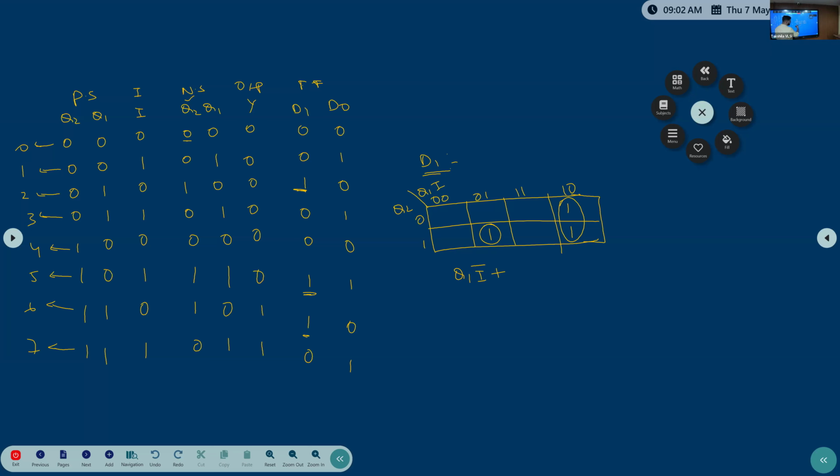What are the commons in this one? Q2, Q2, Q1 bar, Q1 bar I. So, Q2, Q1 bar I. This is the D1 equation. So how I am mapping here is Q2, Q1 bar I. Clear? So this is the D1 equation.